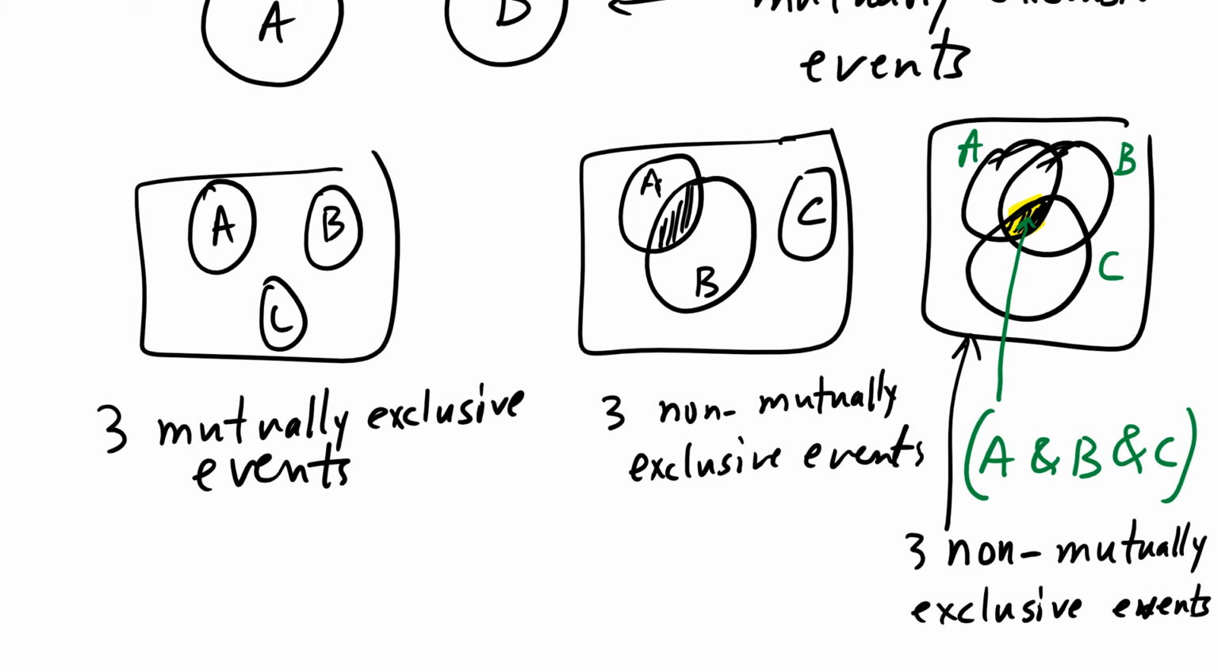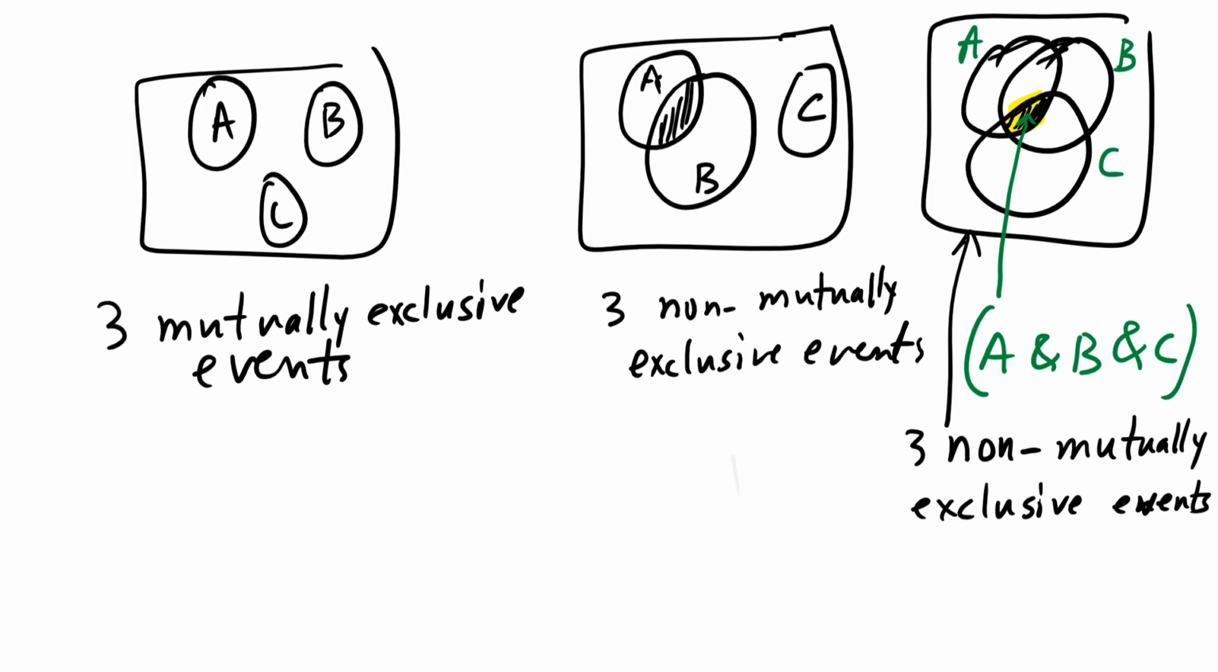So do you guys see that? Like how the 3 overlap? That region where they all overlap is called A and B and C. This can apply to 3, to 4, to 5. It's the same thing.